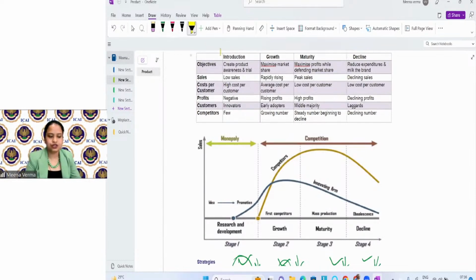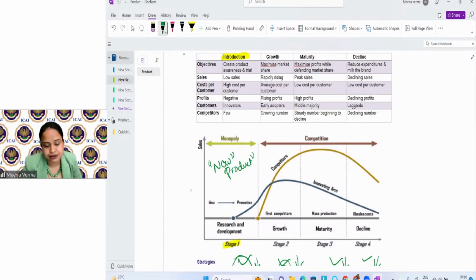First we are talking about the introduction stage. You can see here, stage 1 is the introduction stage. This is the introduction stage, stage 1. So what will happen? Obviously, you have introduced a new product in the market. A completely new product or completely new services in the market.